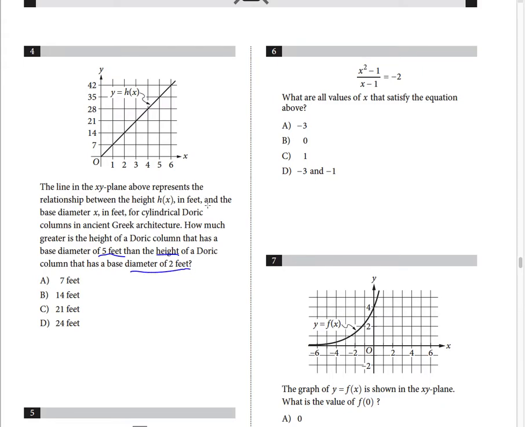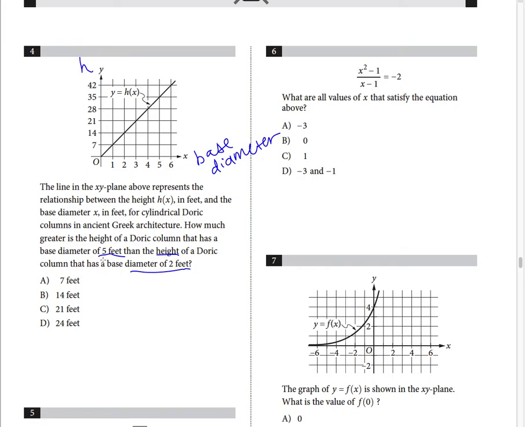Okay, so this is height, and this is the x-axis. It tells us the base diameter. I'm just labeling my axes for myself. The y value is the height in feet. Luckily they didn't mess up any of our feet. We don't have anything weird going on with the units.